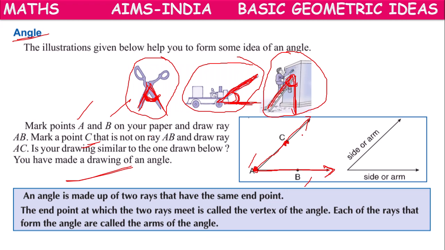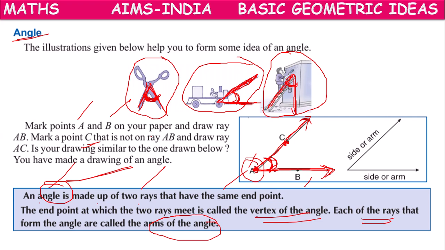Now what you can observe, you have drawn two rays with the same endpoint. One is AB, another one is AC, with the same endpoint. This inclination between the two rays is called an angle. So an angle is made by two rays that have the same endpoint. The endpoint where the two rays meet is called the vertex of the angle, and each of the rays, this ray AB and ray AC, is called an arm of the angle.